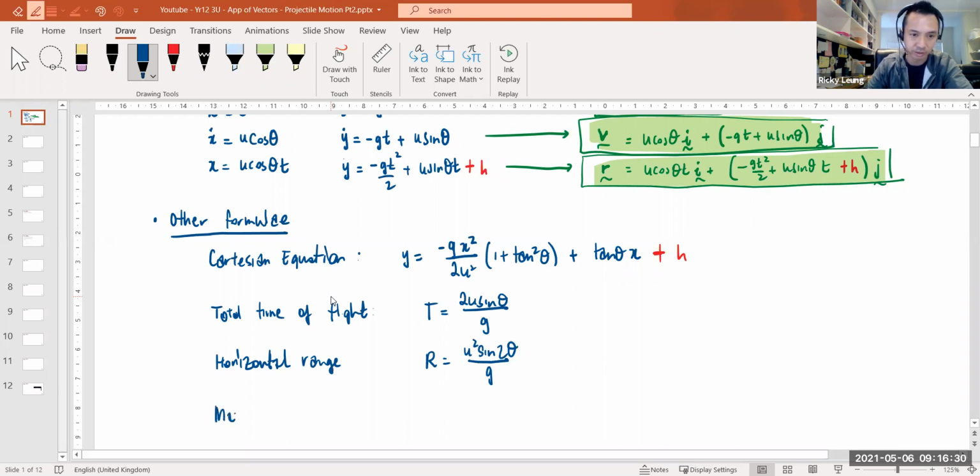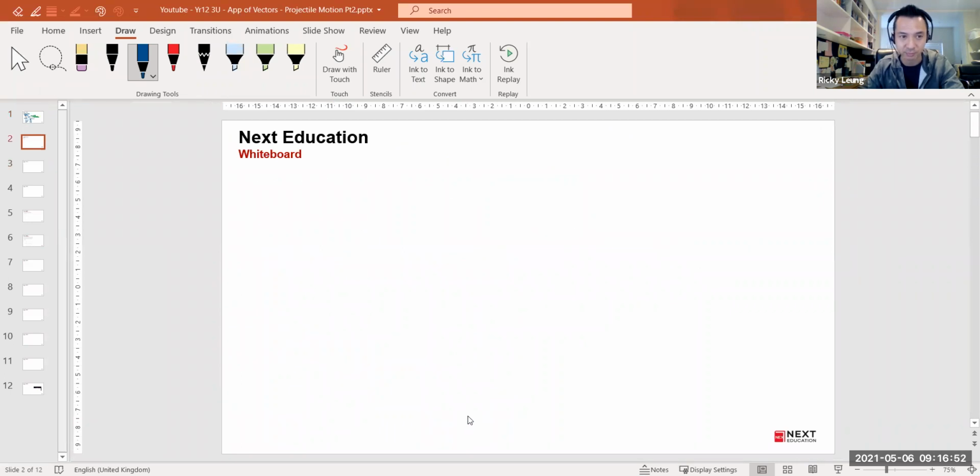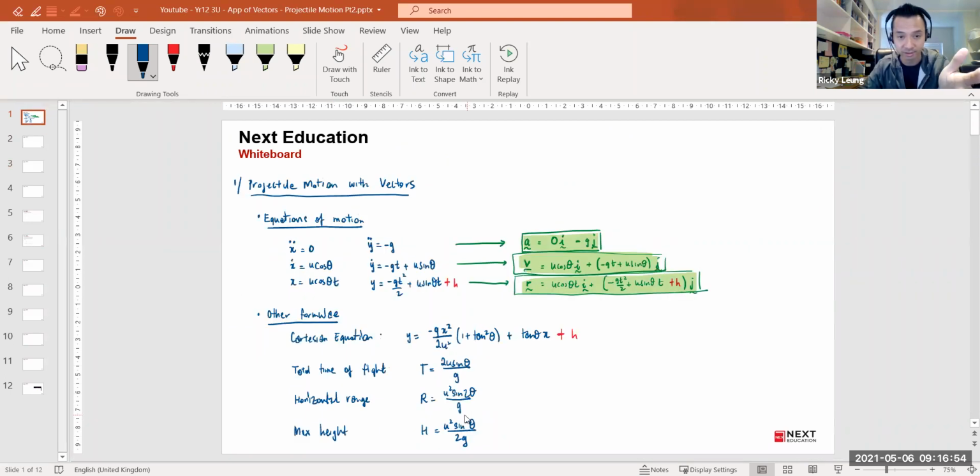And max height: u squared sine squared. So you've got sine theta, sine 2 theta, sine squared, all very similar, and then 2g on the bottom. These formulae are derivable, but it would be good if you memorize them, so that when you derive it, this is what you're expecting to see. I always tell my students that.